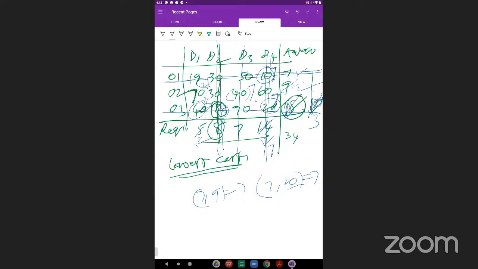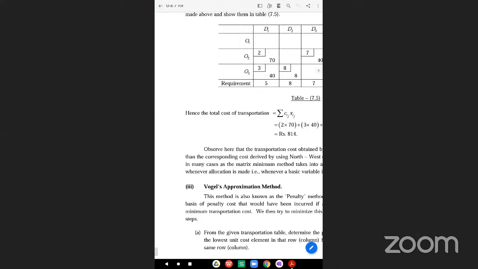So optimal cost is how much? It is first 19 into 2 plus 10 into 7 plus 40 into 7 plus 40 into 3 plus the rest. If I do that, I can get the total optimal cost like this. That we can see in this problem.